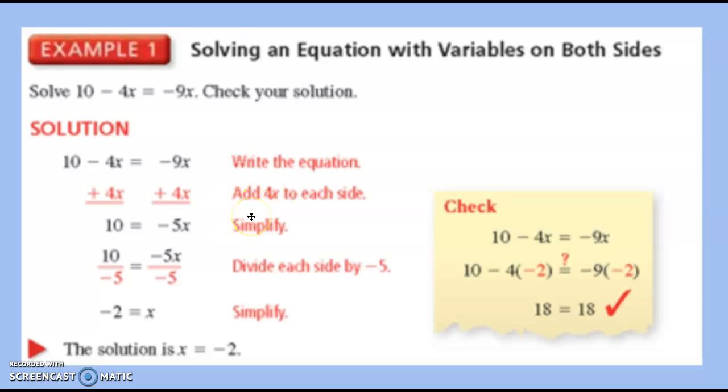So let's take a look at this example. 10 minus 4x equals negative 9x, and then they want us to check our solution. So they start by adding 4x on both sides to get the same variable on each side, and then 10 equals negative 5x is what they get. Since they want to isolate the x, you divide both sides by negative 5 to get x equals negative 2. Then you plug x equals negative 2 back into the original equation, and you can see that 10 minus 4x equals negative 9x with the negative 2 substituted in gets you 18 equals 18, which shows that x equals negative 2 is actually a solution to the problem.